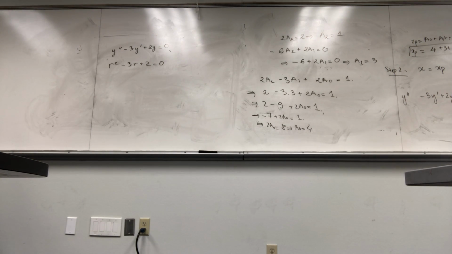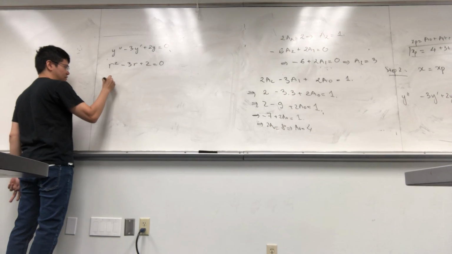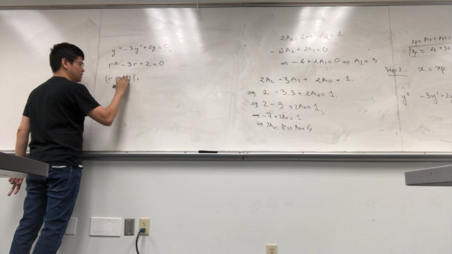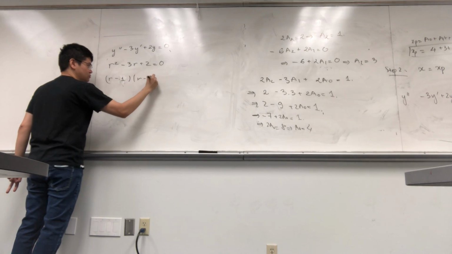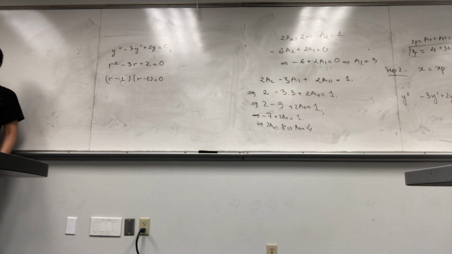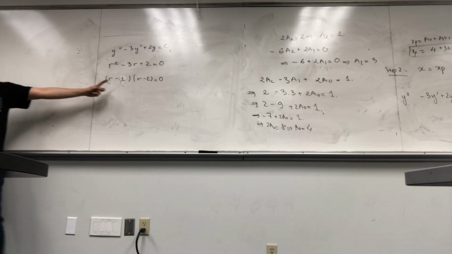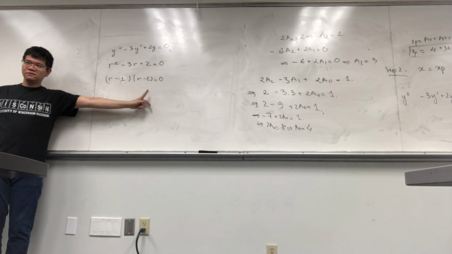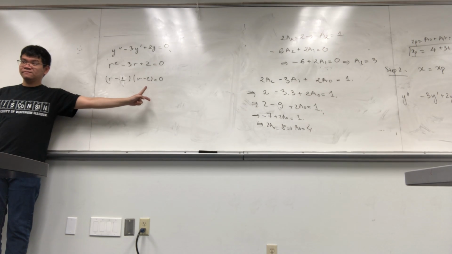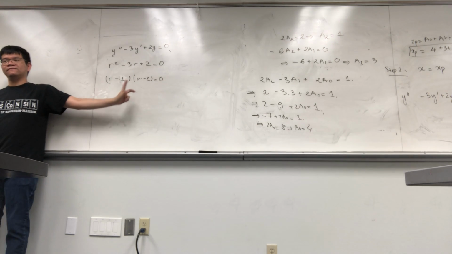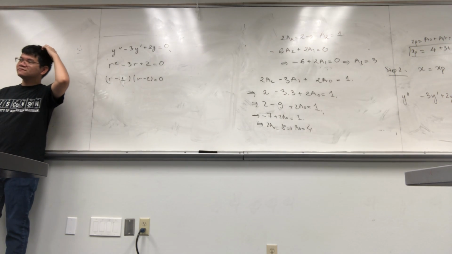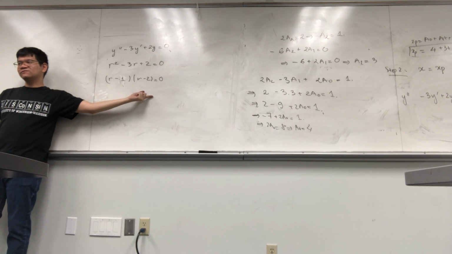What are the two roots of this equation? R equals 1 and 2. So this you can factorize now: r minus 1 and r minus 2 is 0, right? Remember the shortcut that I told you last time? How do I find 1 and 2 quickly without doing the delta? You can just factor it, so you know r equals 1 and 2 because the equation equals 0.